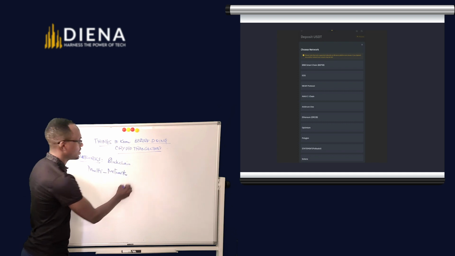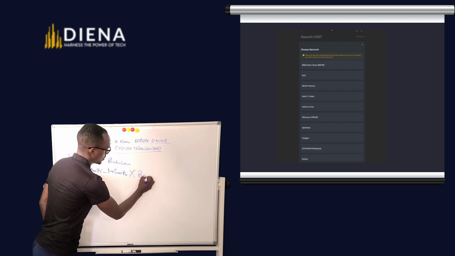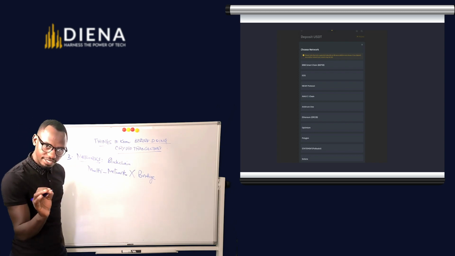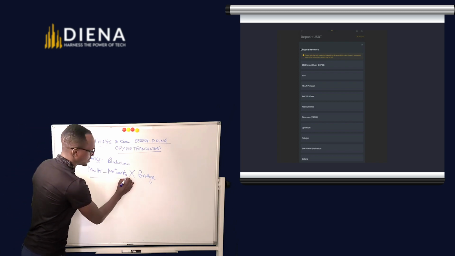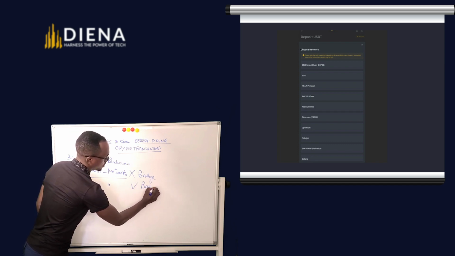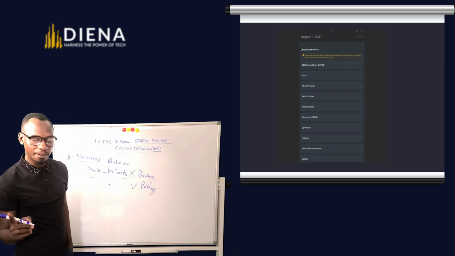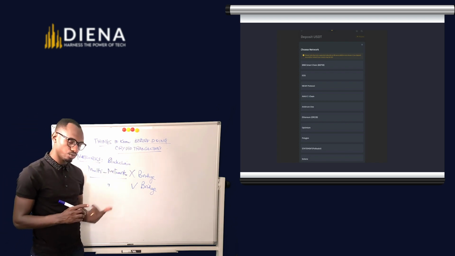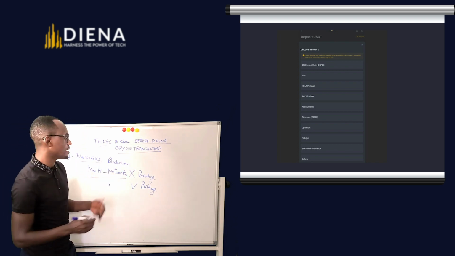But they don't have a bridge. There are some wallets that have multi-networks, but they have a bridge as well. What is the difference here? When I'm doing a transaction in a wallet that has multi-networks but does not have a bridge, for example, Trust Wallet.